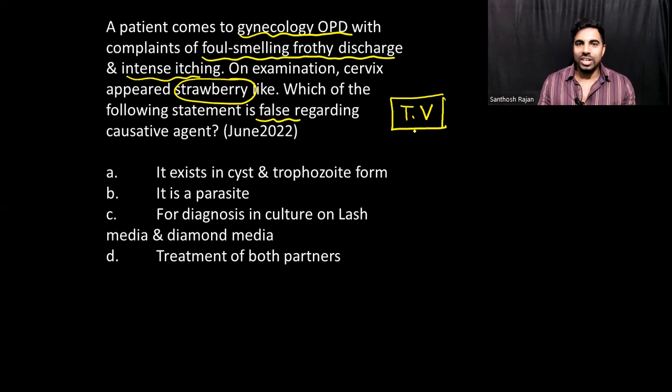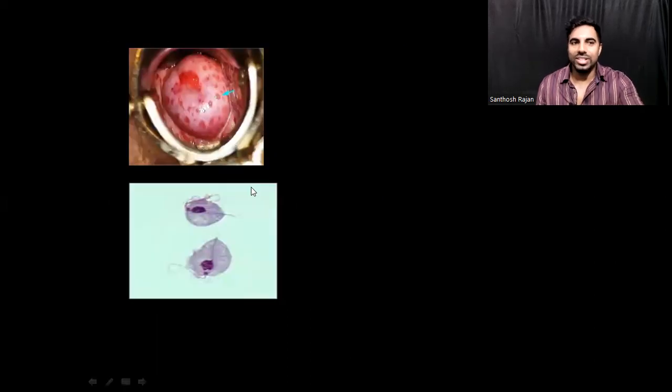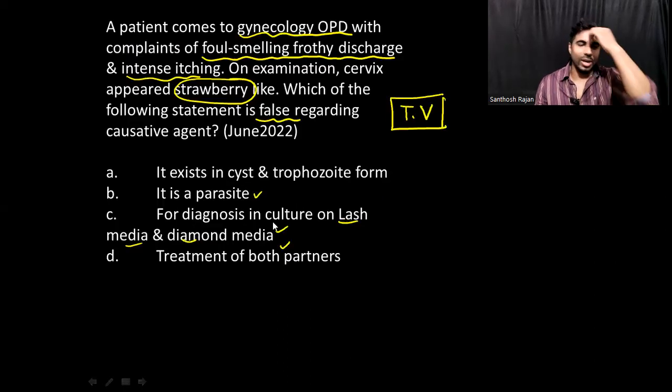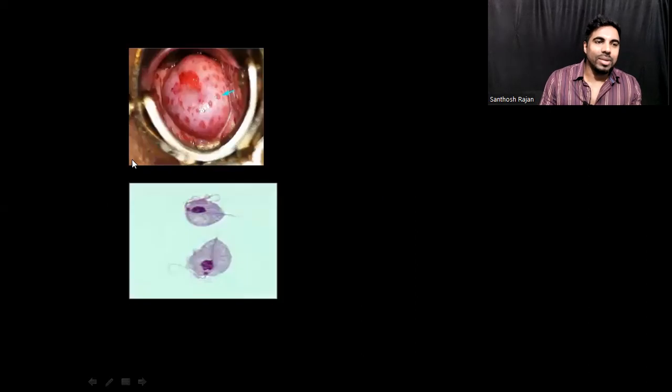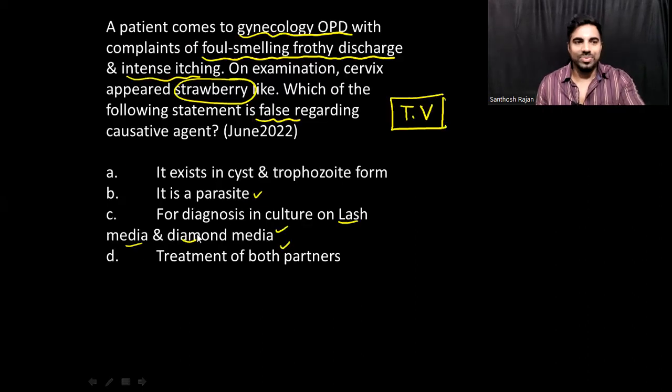Trichomonas vaginalis is one of the causes of bacterial vaginosis. It exists in cyst and trophozoite form. Let's wait. It's a parasite, definitely. This is right. For diagnosis, we use Lash media and Diamond media. Yes, definitely. And treat both partners? Definitely. So which is not? This option is wrong. I will tell you how to remember this. The answer is A.